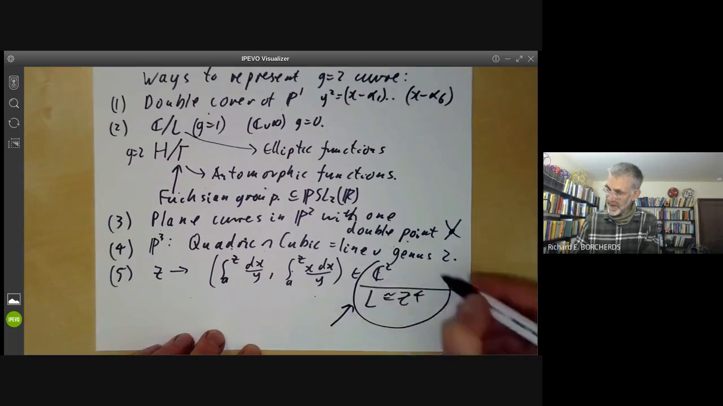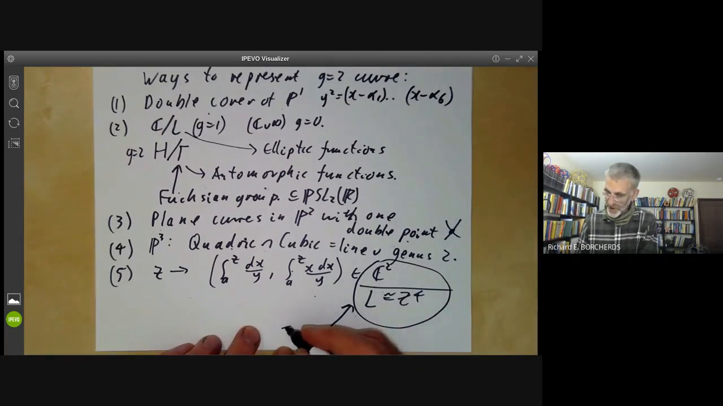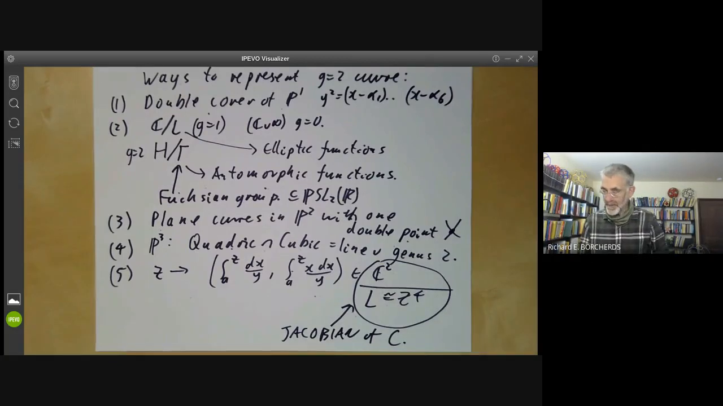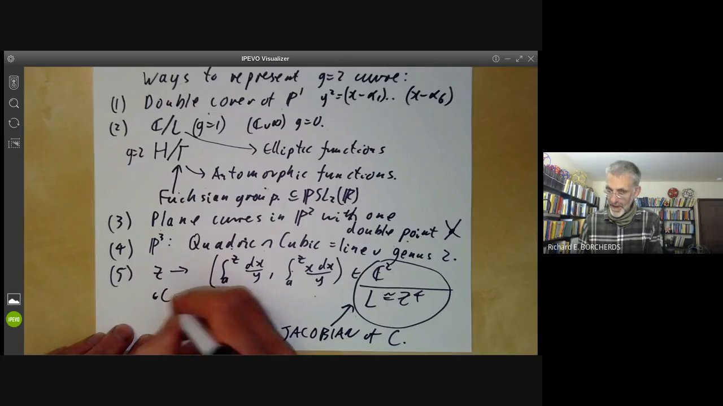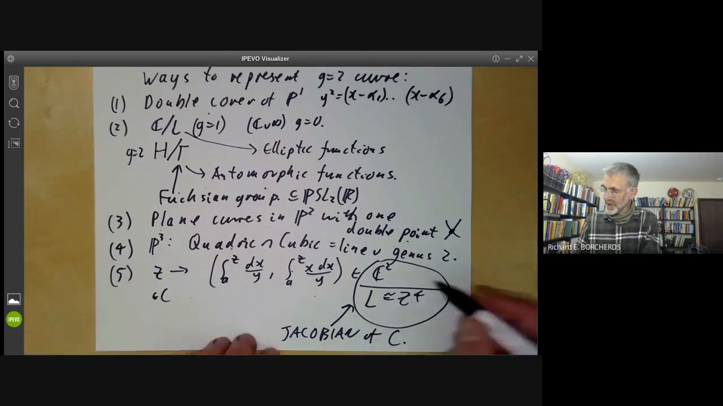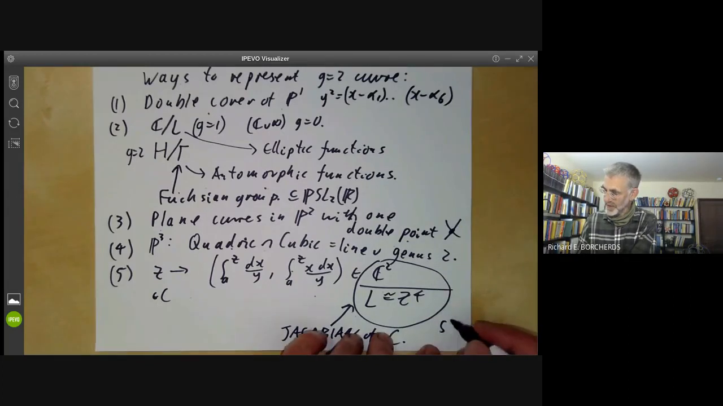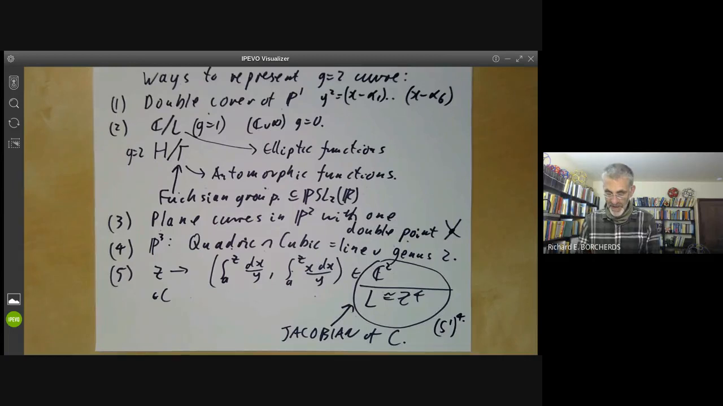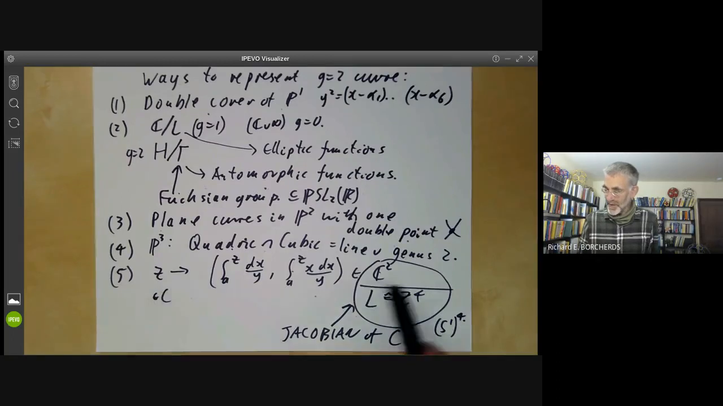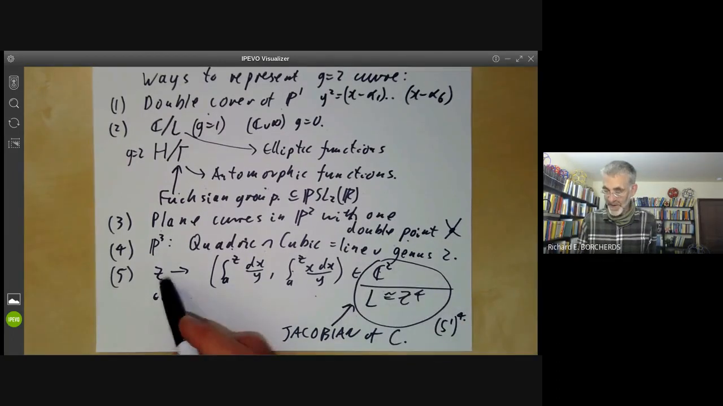This space here turns out to be a projective variety called the Jacobian of our curve C. So what we have here is a map from our curve C to the Jacobian, which is C squared modulo a lattice and is therefore topologically a torus, S1 to the 4. So we did an analog of this for elliptic curves, and it happened to be an isomorphism. So the elliptic curve is actually isomorphic to its Jacobian. For genus greater than 1, the Jacobian is bigger than the curve we start with, and instead of getting an isomorphism, we just get an embedding of the curve into its Jacobian. So that gives five ways of representing a genus 2 curve.